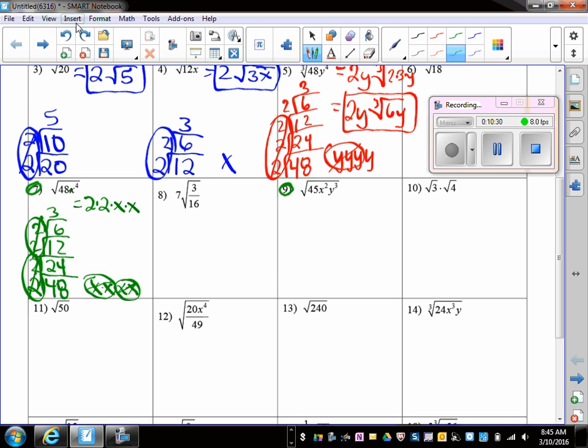Are there any other pairs? No, we've taken care of all of them. But what is still left over? That 3. That poor lonely 3. So 3 has to stay underneath the square root. The only way you can come out is if you have a pair. Okay, now we need to simplify. What's 2 times 2? And what is x times x? x squared. So we have 4x squared times the square root of 3. How do we do it that way?